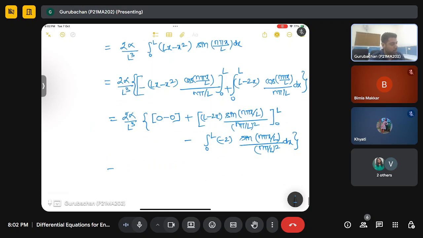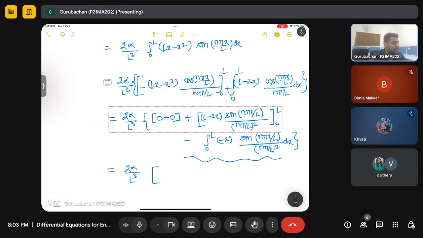So the next step will be 2 alpha by L cube. Since the first one is 0, and when you put L, this will be sin n pi. Sin n pi is 0, and again sin 0 is 0. So again that factor will also be 0. Then you will be left with only this last term, which will give you the integral with a negative sign, 2 cos n pi x by L, n pi by L cube.